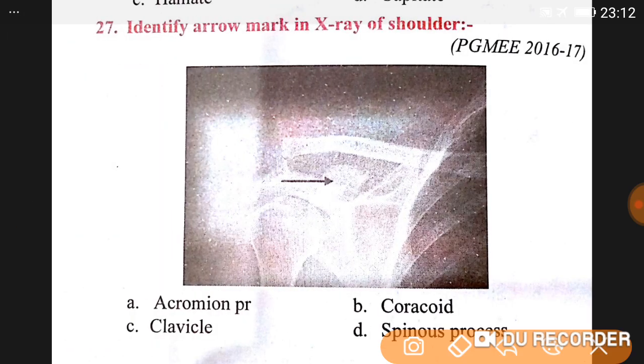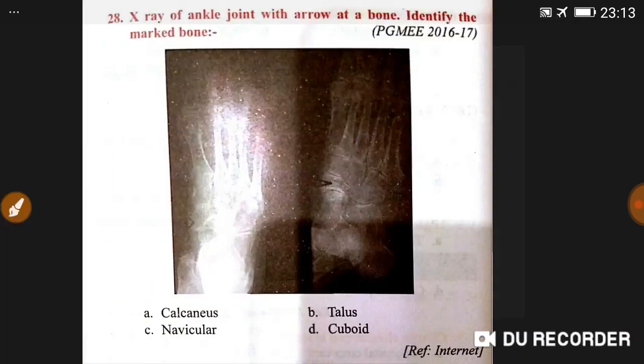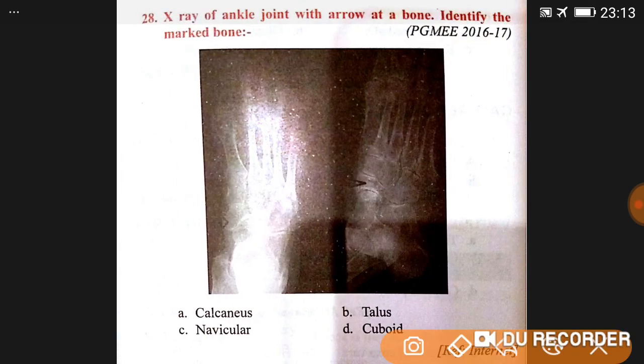Identify the arrow mark in the X-ray of the shoulder. This is the coracoid. Okay. Now, X-ray of the ankle joint. The arrow at a bone. Identify the marked bone. This arrow, see this arrow. What is it?